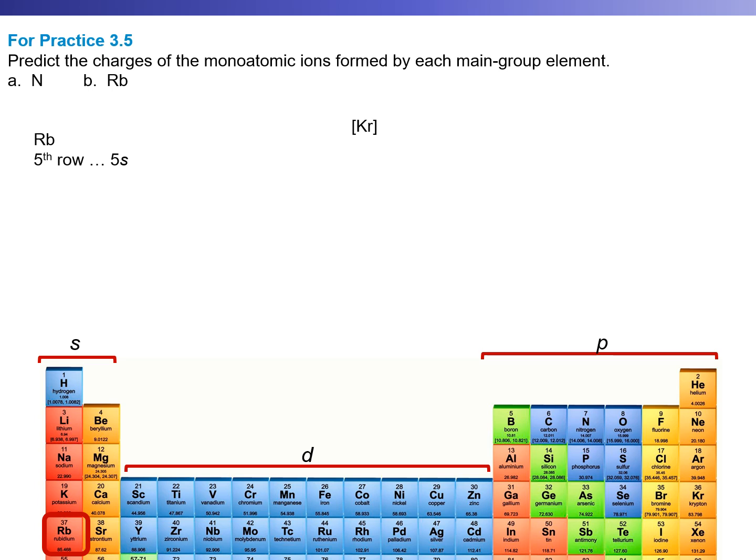So if we were going to draw out the electron configuration for this, we're going to go to the preceding noble gas, which in this case is krypton, and that's at the end of row 4. And then we're going to start to fill in the 5th row, which in the case of rubidium is going to mean we only have 1 electron in that 5s subshell. All right, that subshell s in the 5th orbital.